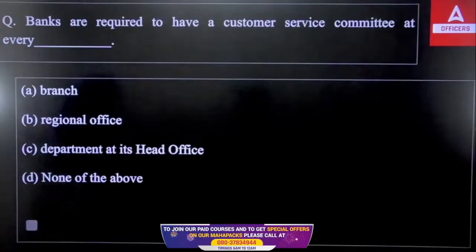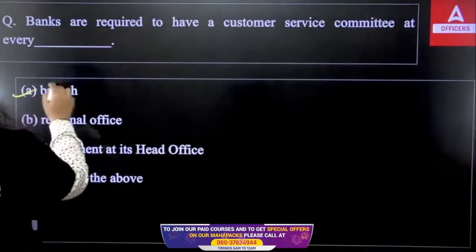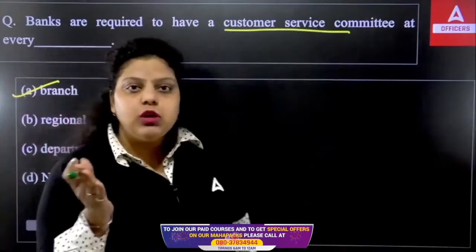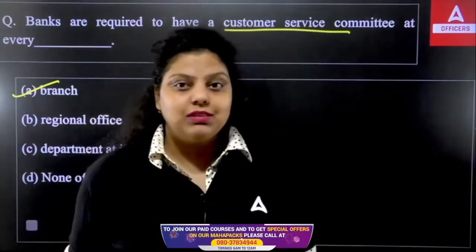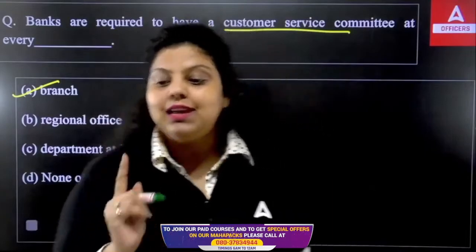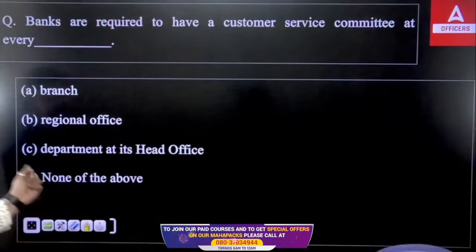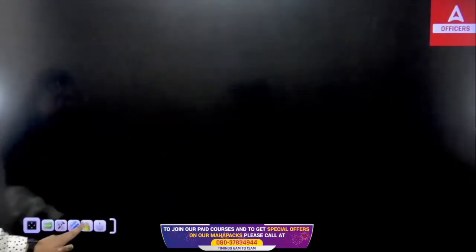At every what? At every branch, at every regional office, at every department, at its head office, or none of the above. So the right answer is at every branch, a bank should have a customer service committee, because each and every branch of a bank is linked to the customer. Each and every branch is providing customer services to the customer. So that's why each and every branch of a bank should have a customer service committee. So the right answer will be your A option. Okay. At every branch it has to be there.